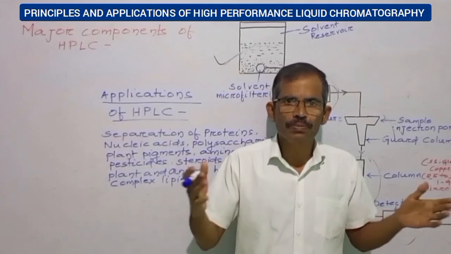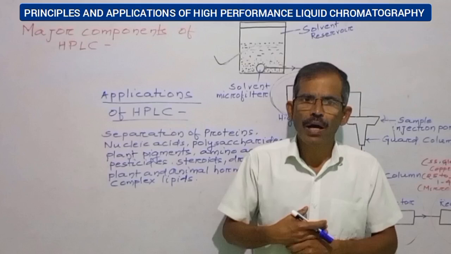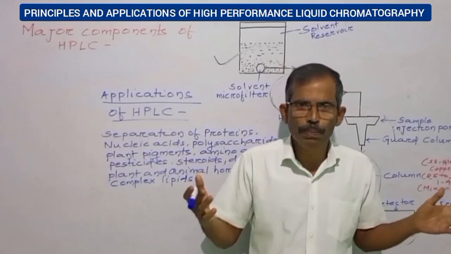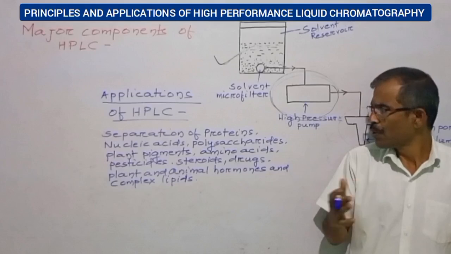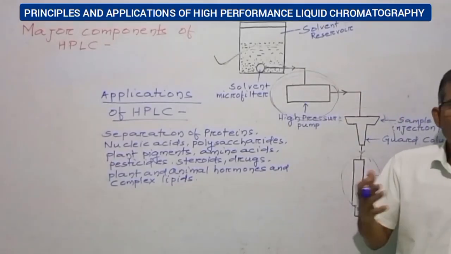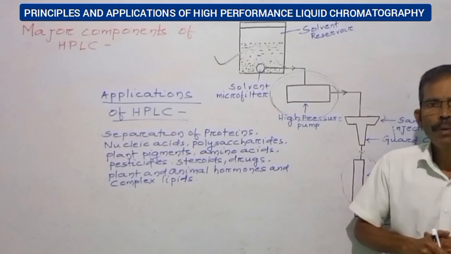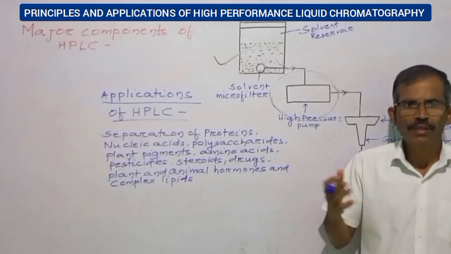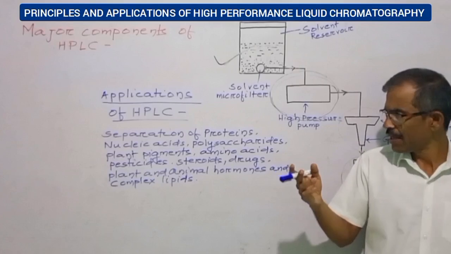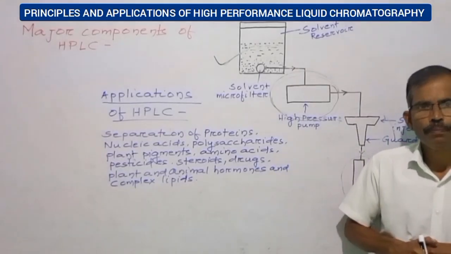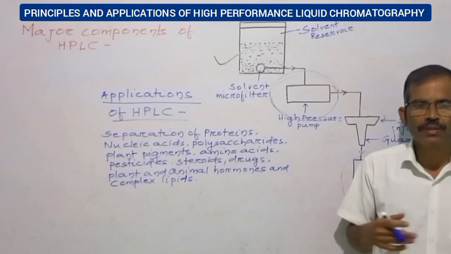HPLC has been successfully used for the separation of different biomolecules and other compounds that include proteins, nucleic acids, polysaccharides, plant pigments, amino acids, pesticides, steroids, drugs and metabolites, plant and animal hormones, and also complex lipids.